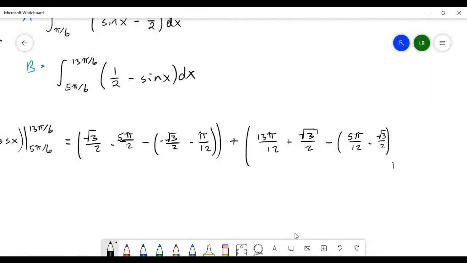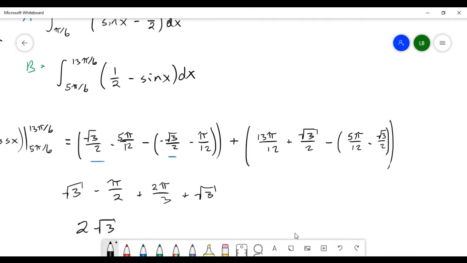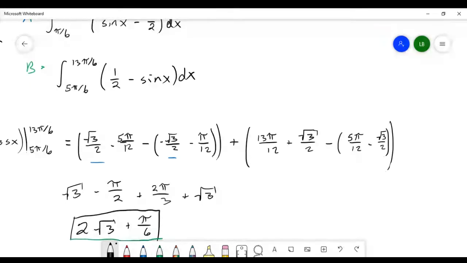And all we need to do is fully simplify. So here we got 3 over 2 plus root 3 over 2 minus, that should be 5 pi over 12 minus pi over 2. So root 3 minus pi over 2. And then here we have 13 pi over 12 minus 5 pi over 12 gives us 8 pi over 12, which is 2 pi over 3. And then plus another root 3. So our answer is 2 root 3. That 2 pi over 3 is 4 pi over 6 minus 3 pi over 6 gets us plus pi over 6. And hopefully I did all the simplifications correctly. But if you're interested, that should be the final answer. Any questions?